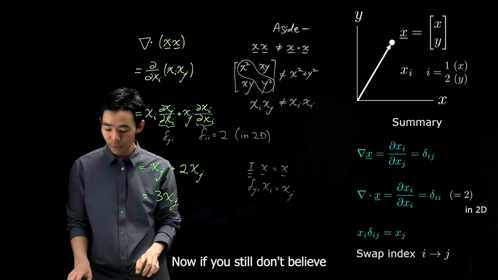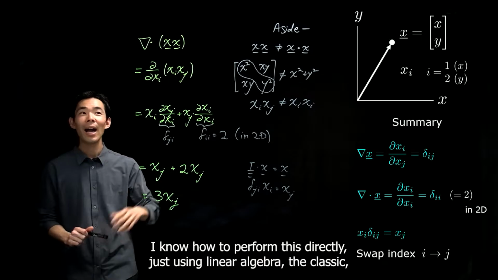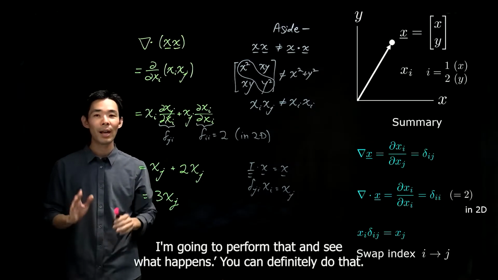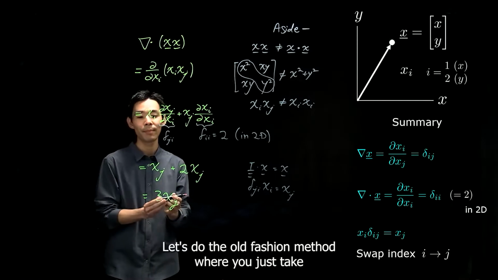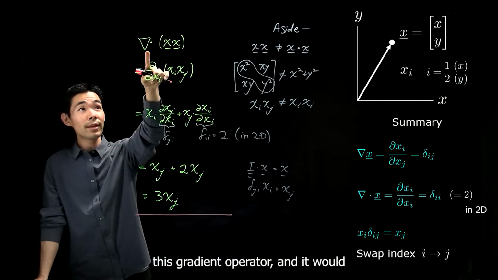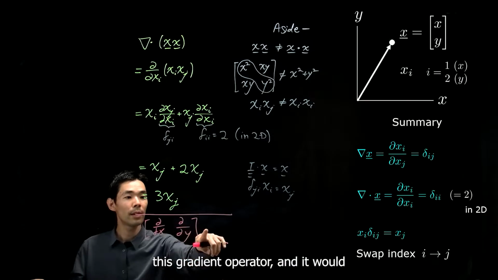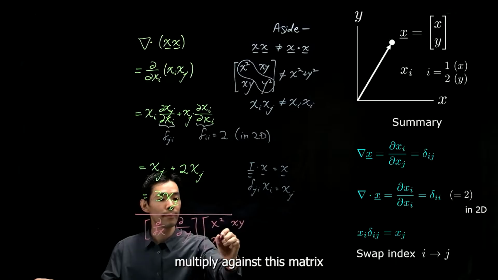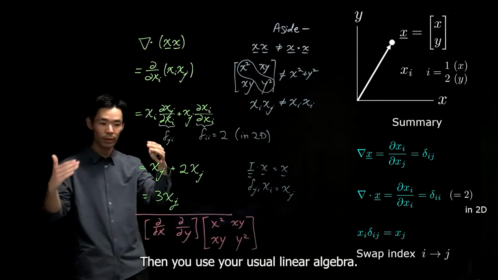So now if you still don't believe all of this and think, oh my gosh, this is so complicated, I know how to perform this directly, just using linear algebra, the classic tried and true methods, I'm just going to perform that and see what happens. Okay, so you can definitely do that. So let's do the old-fashioned method, where you just take this gradient operator, and then multiply against this matrix. Just like that. So then you use your usual linear algebra.